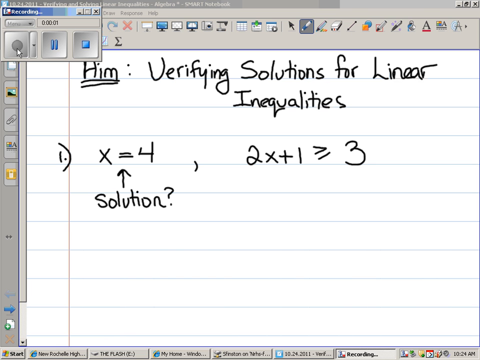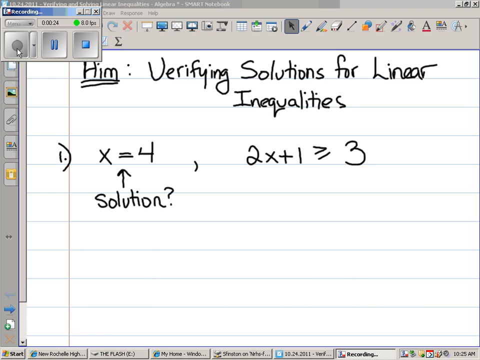Let's do this. Part one of our lesson today is verifying solutions. We talked about solving equations with an equal sign, and now we're going to have an unequal sign, an inequality. How do you verify it? How do you know if 4 is a possible solution? This comes up in my Algebra 2 trig class all the time. I want to make sure you understand what we're talking about.